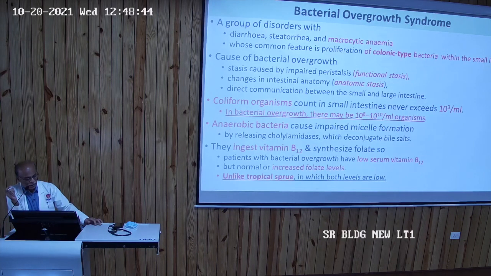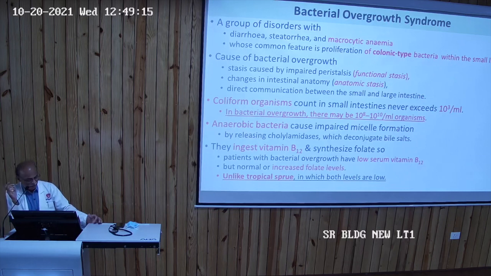It may be due to stasis caused by impaired peristalsis. There is functional stasis or anatomic stasis, because sometimes gastric surgery is undergone, or we are doing anastomosis. Such patients may develop bacterial overgrowth syndrome. The coliform organism count in the small intestine never exceeds 10 to the power 3, but in these patients it may rise to 10 to the power 8 to 10 to the power 10.